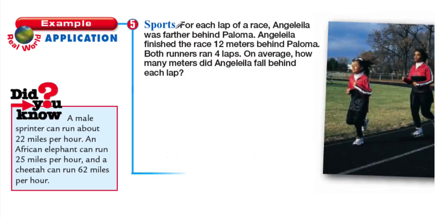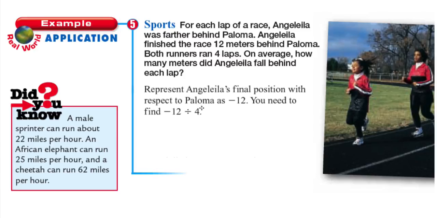For each lap of a race, Angelila was farther behind Paloma. Angelila finished the race 12 meters behind Paloma. Both runners ran 4 laps. On average, how many meters did Angelila fall behind?